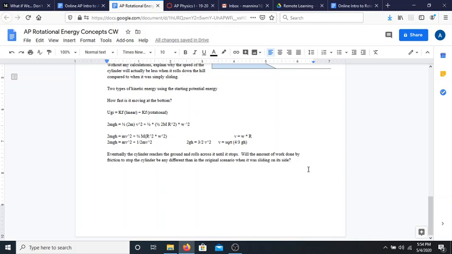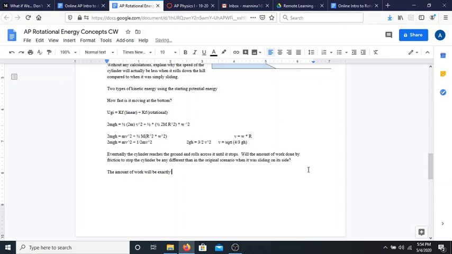And I want to know, do we think the amount of work done by friction to stop the cylinder will be any different than it was in the original scenario? All right, so take a sec, just think about that, and then we'll answer it. All right. Hopefully, thinking about all the energy transformations, you thought about the idea that the work is just taking away whatever the starting energy was. And the starting energy in this situation was no different than it was in the previous situation when it was laying on its side. So in fact, the amount of work will be exactly the same because the starting potential energy was exactly the same.